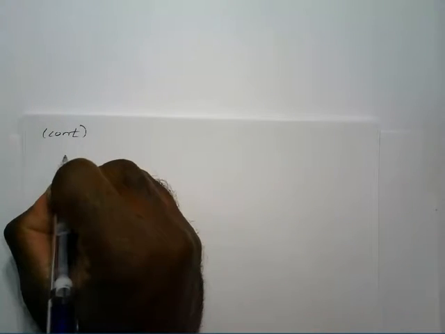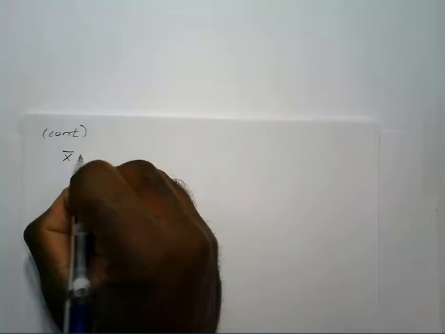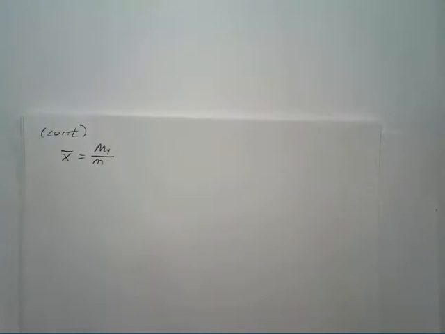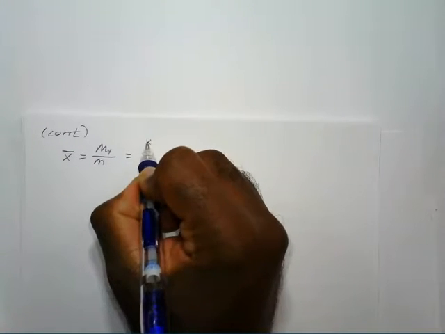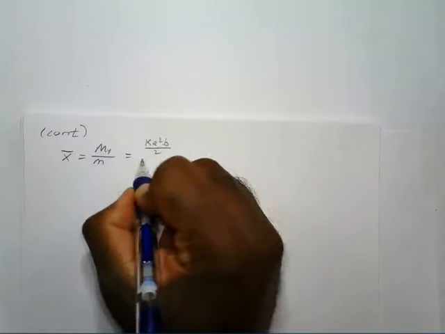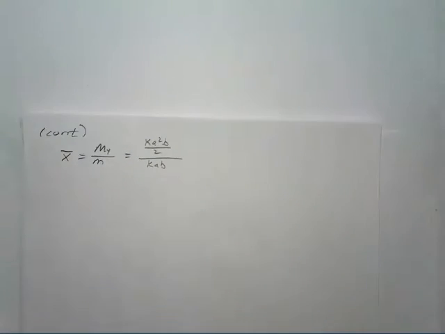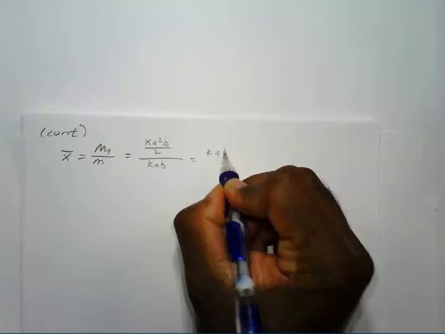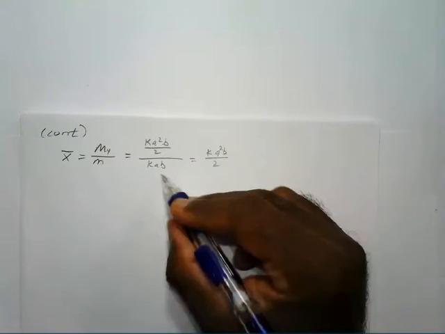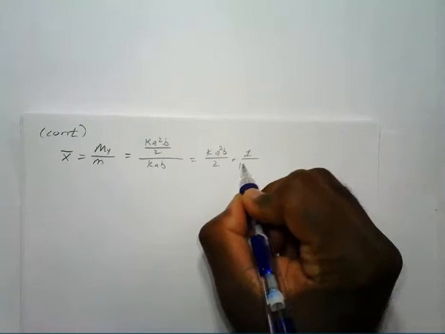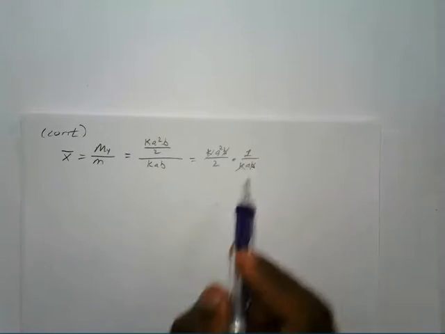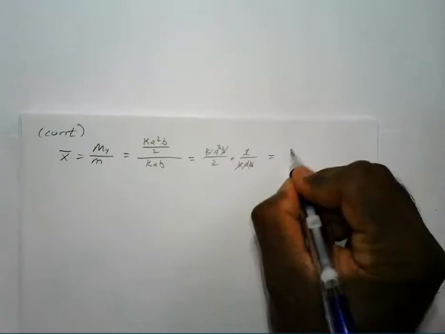Okay, so to find our center, we know that x bar is the moment of mass with respect to the y-axis over our mass, which is equal to ka squared b over 2 divided by kab. Which, if you wanted to, you can make ka squared b over 2 times the reciprocal, 1 over kab. The k's cancel out, the b's cancel out, and one of the a's cancels out. So you end up with a over 2.